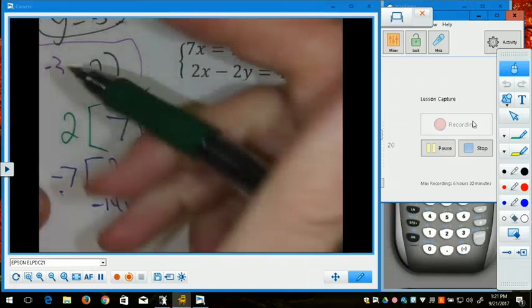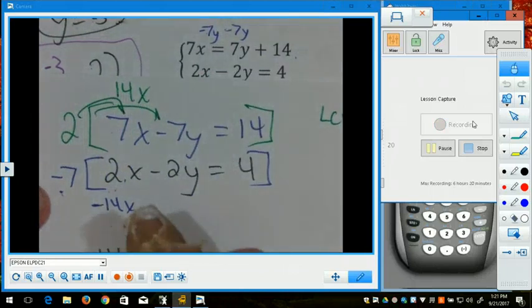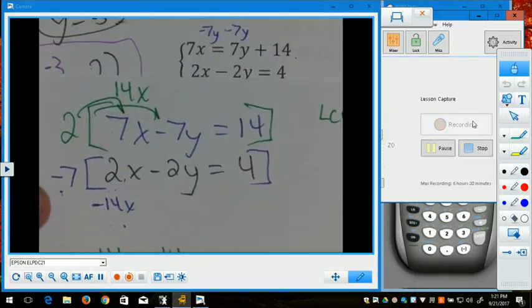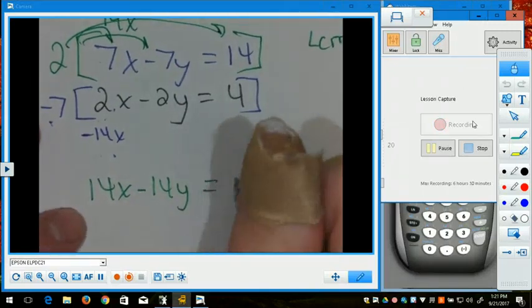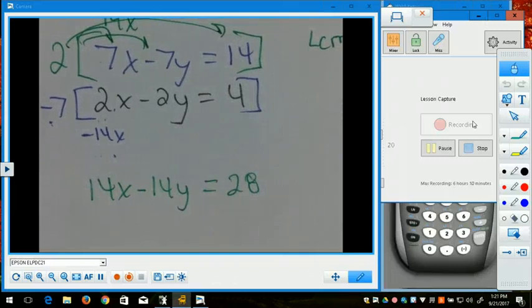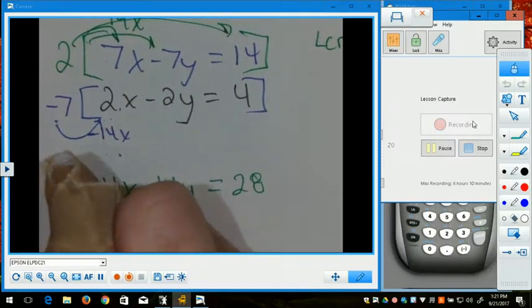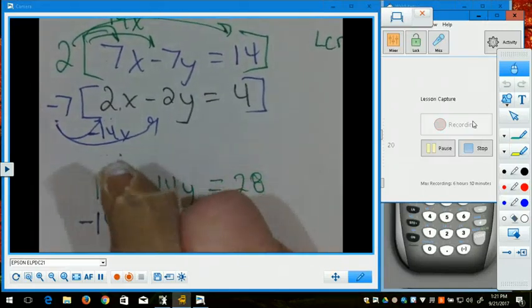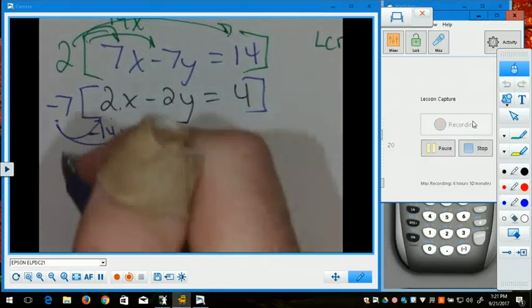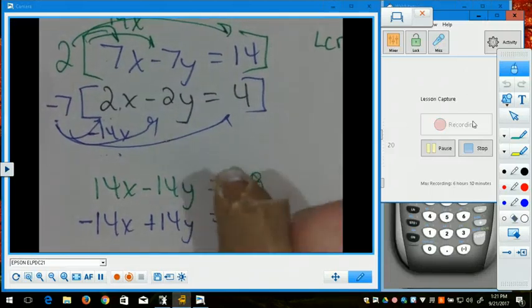Doing this will make sure that my coefficients on my x are opposite. So I'm going to distribute the 2 to the 7x. That gives me positive 14x. To the negative 7y, it gives me negative 14y. And to the 14, which gives me 28. When I do this on the bottom, I'm going to distribute my negative 7, which gives me negative 14x, my negative 7 to the negative 2y, which gives me positive 14y, and my negative 7 to the positive 4. This gives me negative 28.